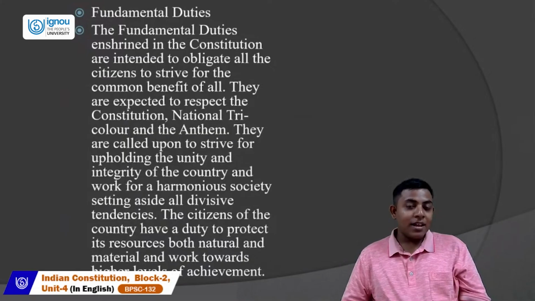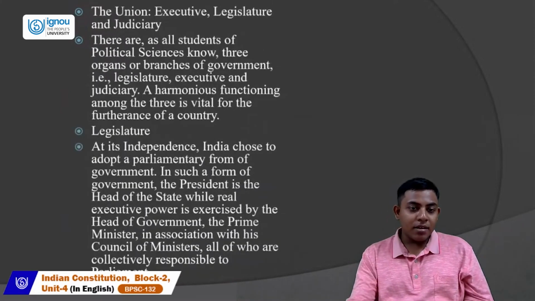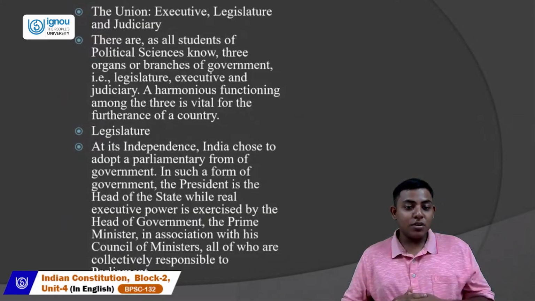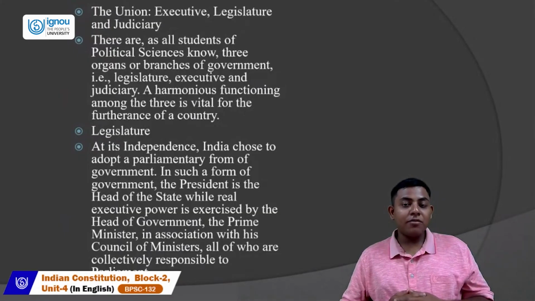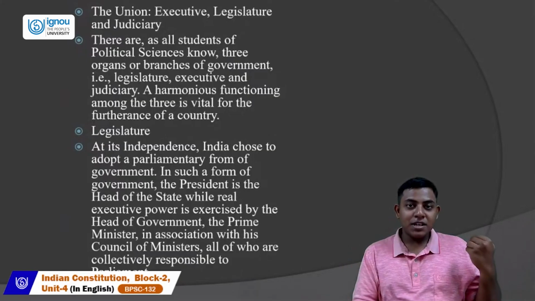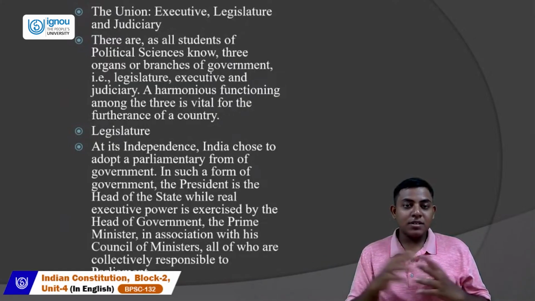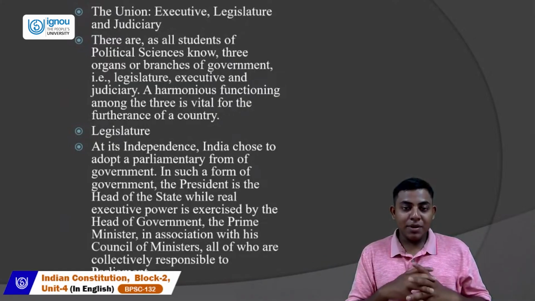There were initially 10. The 11th one was inserted through the 86th Amendment Act of 2002, which inserted Article 51A, Clause K. So then, of course, the union is also explained, the executive, legislature, and judiciary in the constitution. If you see Part 5, it explains the executive, that is starting from the president, then the vice president, then moving on to the prime minister and the council of ministers, the attorney general, then the members of parliament. All these things are explained in detail.